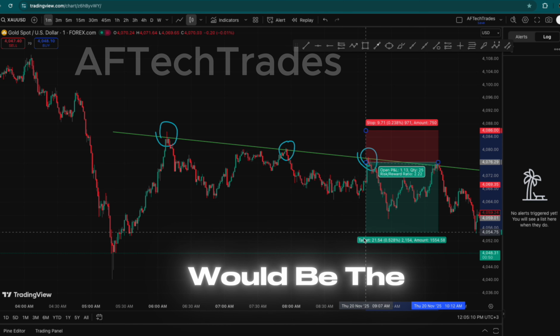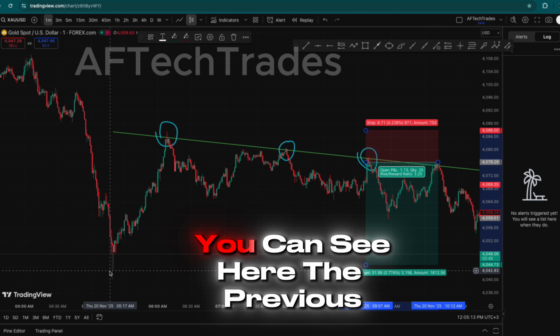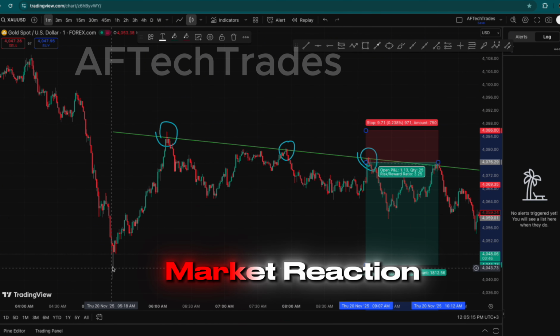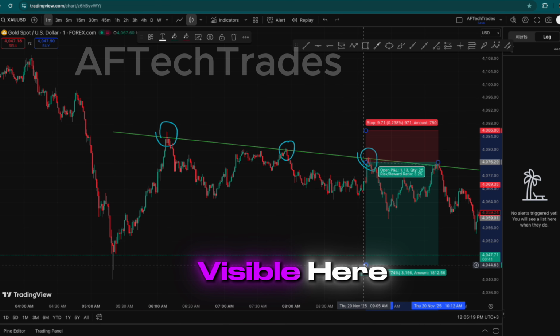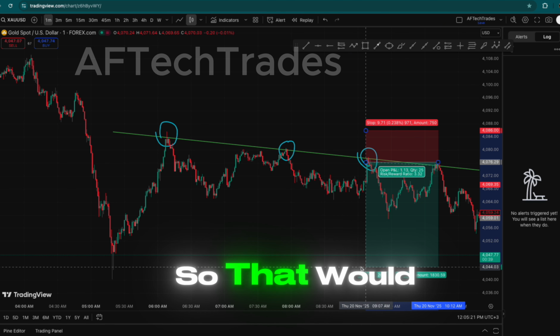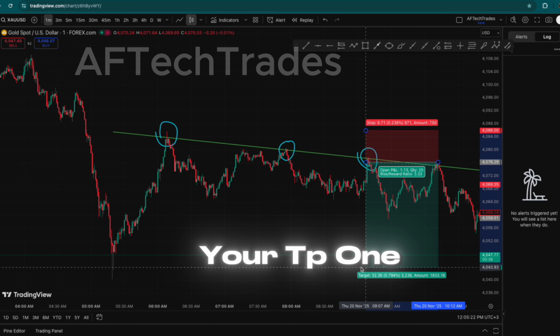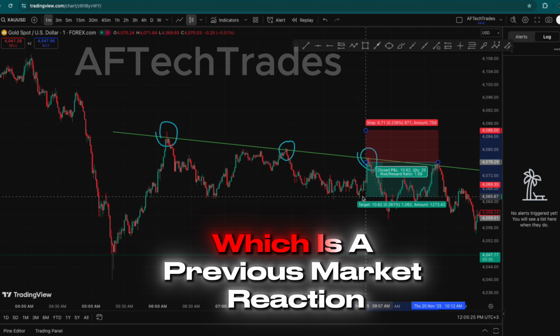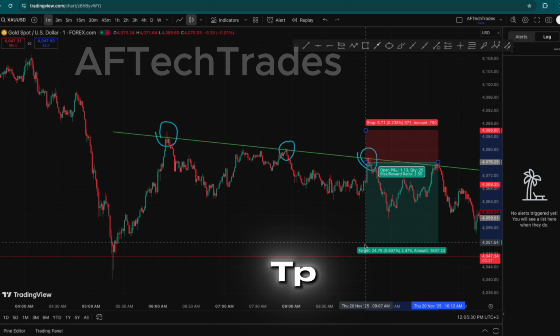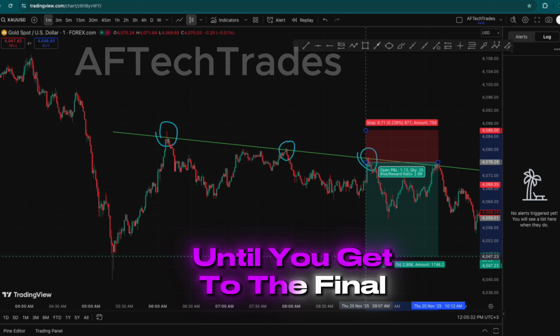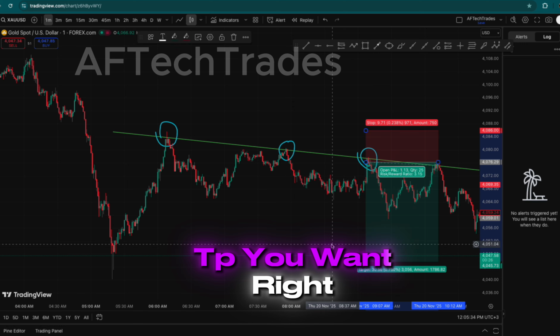And your TP would be the next market reaction. You can see here the previous market reaction. It's very visible here, so that will be your TP. Your TP1 can be around here, which is the previous market reaction, which is this. Then you can extend your TP until you get to the final TP you want, right?